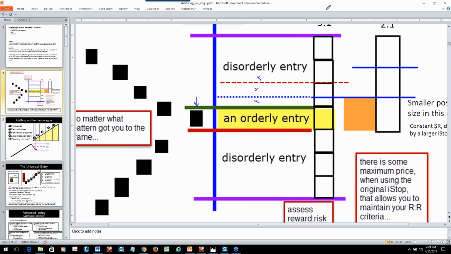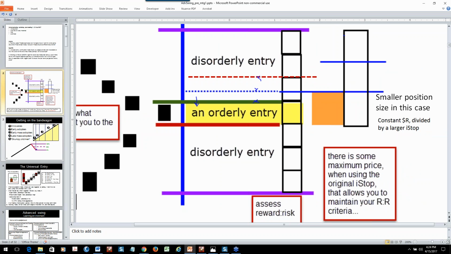Here's the way that I do that. I can come over here. I'm going to make an assessment of reward to risk. And I've already done that with my original trade frame. But if there's a gap, I can say there is some maximum price, when using the original initial stop, that allows me to maintain my reward to risk criteria. And so if my reward to risk criteria is 2 to 1, this is what I can do.